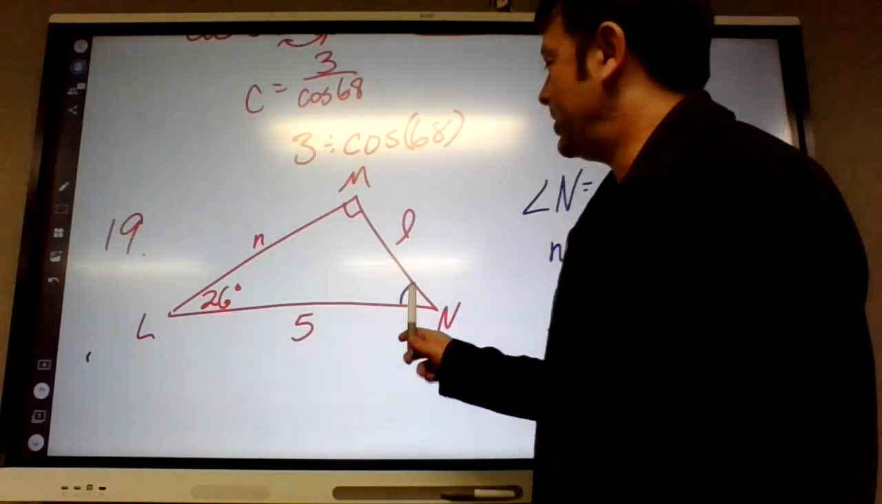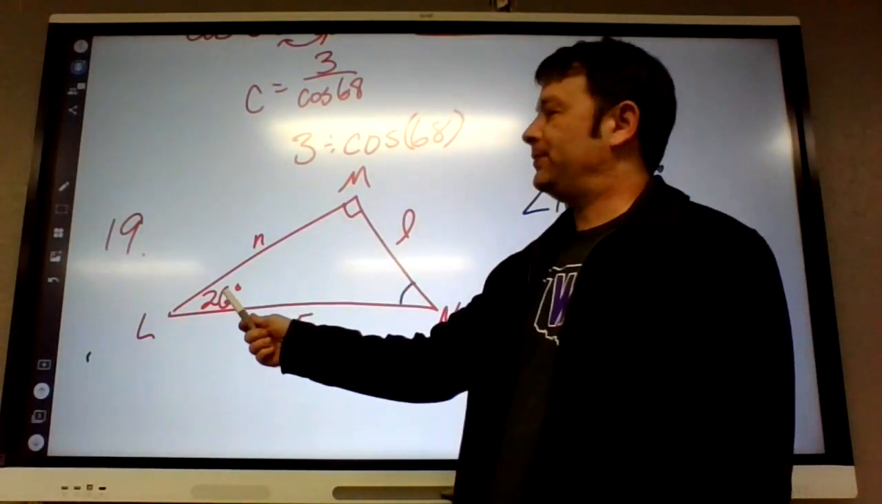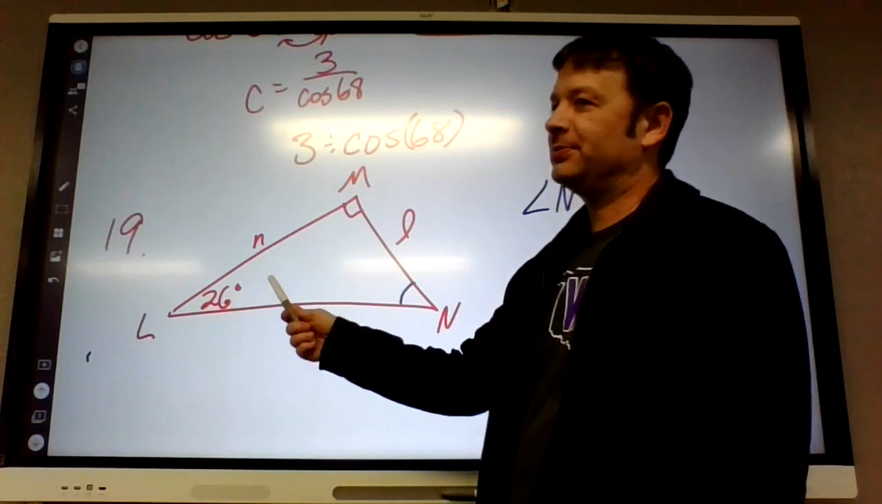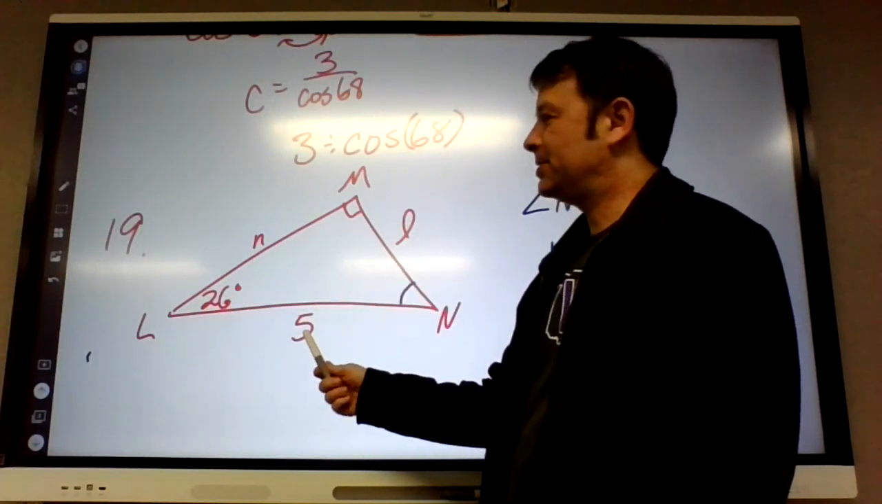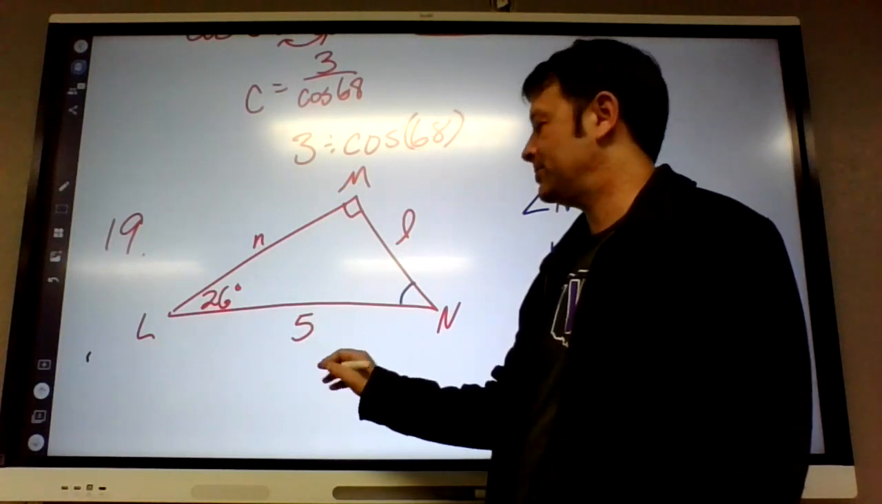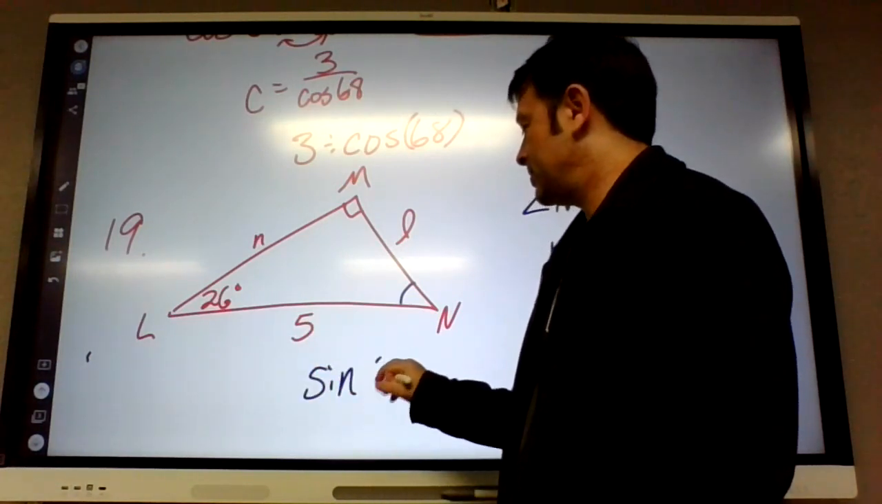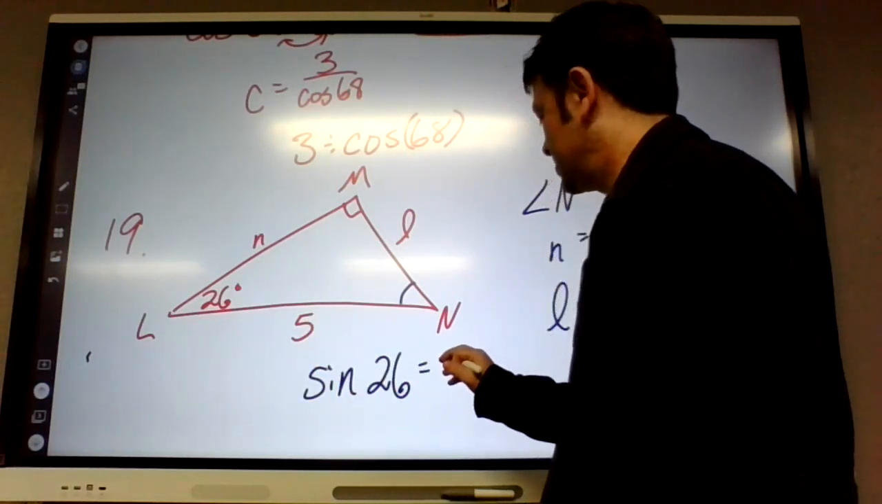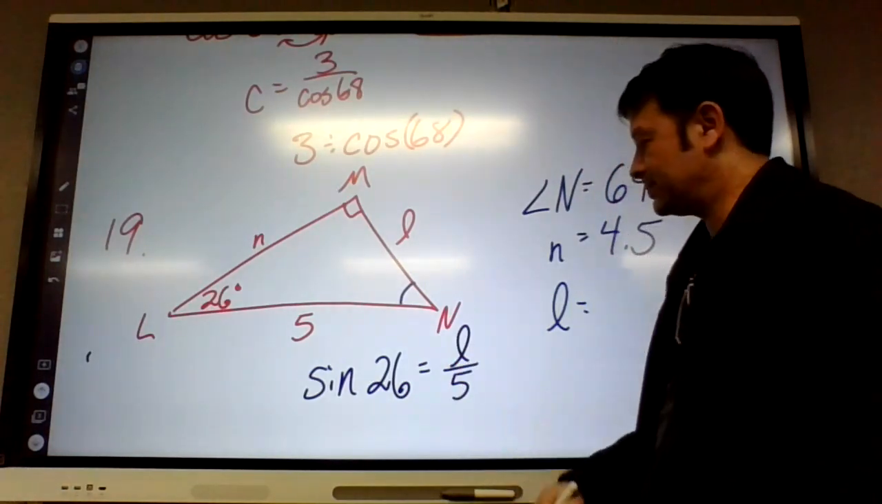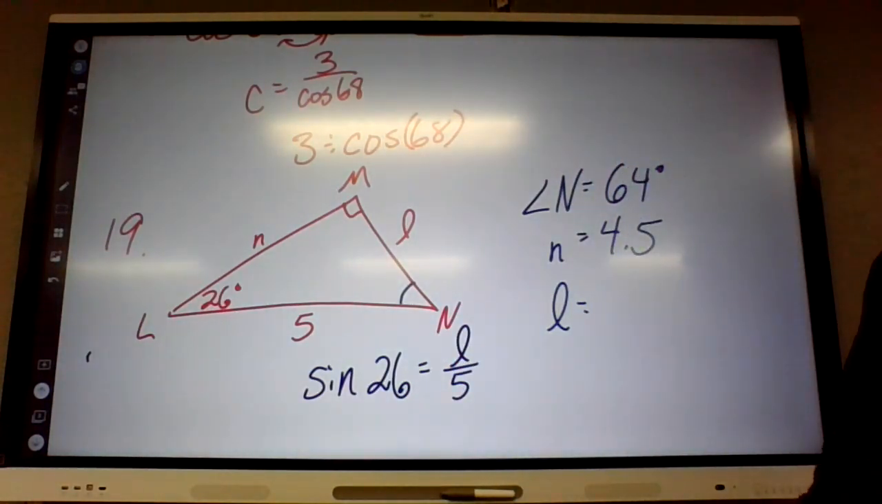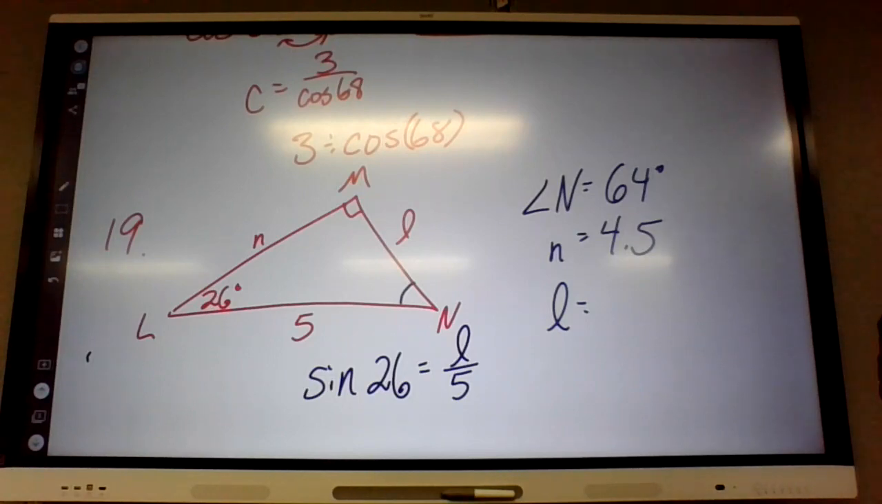Never lost. Okay, so side L relative to this angle, opposite. Opposite, still hypotenuse. What's opposite hypotenuse? So sine of 26 equals opposite over hypotenuse. Good. So just like the last one, but this time it's sine of 26 times 5.